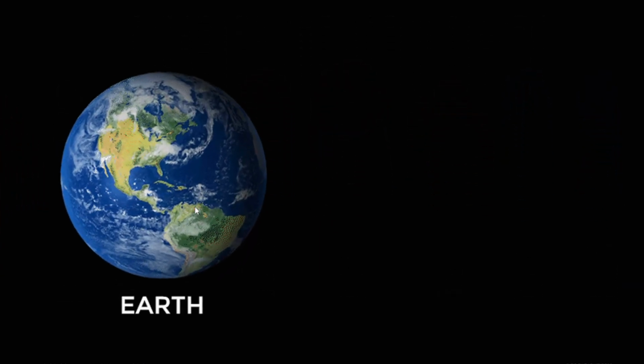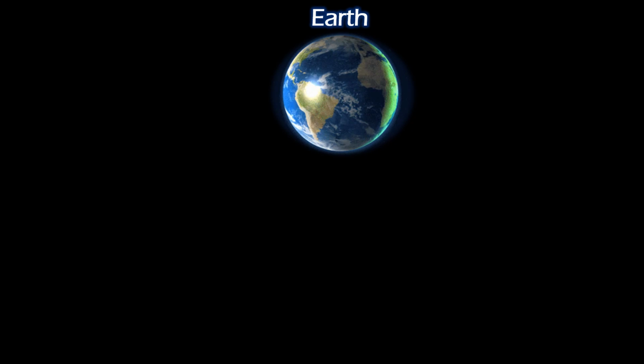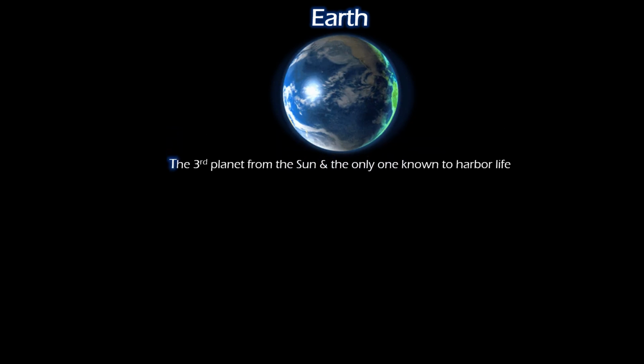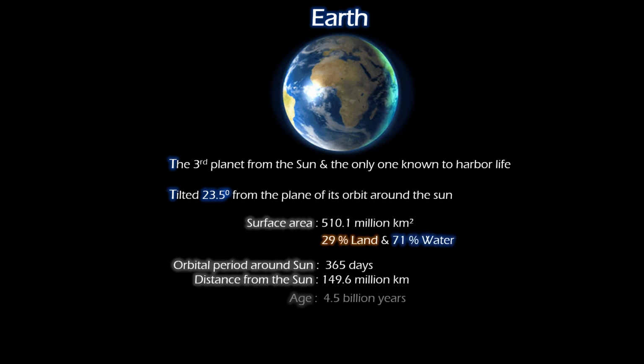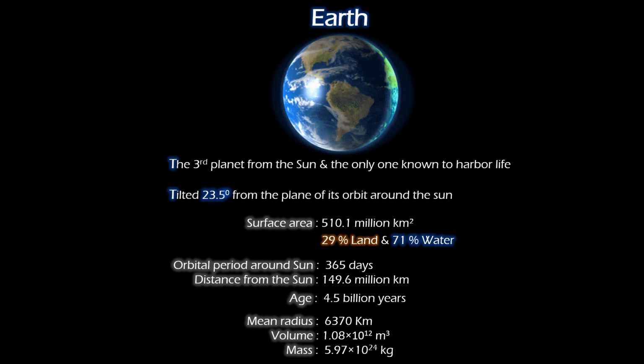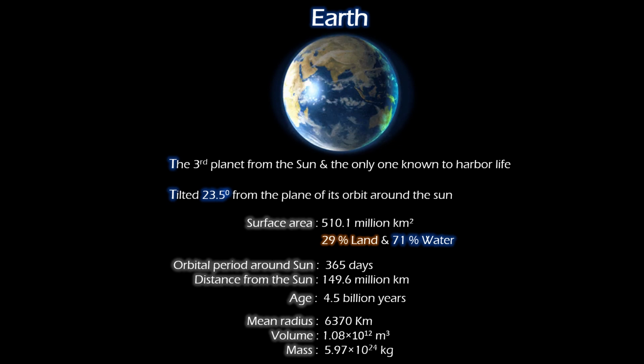The Earth is the 3rd planet from the Sun and is the only known planet to harbor life. Tilted at 23.5 degrees from the plane of its orbit, it takes 365 days to complete one journey around the Sun. The Sun is 150 million kilometers away from our Earth, and the mean radius of the Earth is 6,370 kilometers. While most of the Earth is water, which is 71%, much less than that is land, which is 29%.